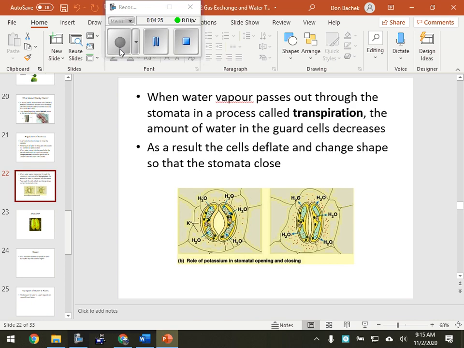When the water vapor passes out through the stomata in a process called transpiration, the amount of water in the guard cell decreases. As a result, the cells deflate and change shape, so the stomata close.